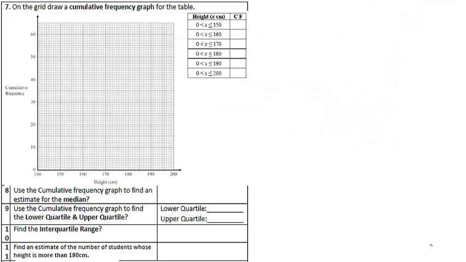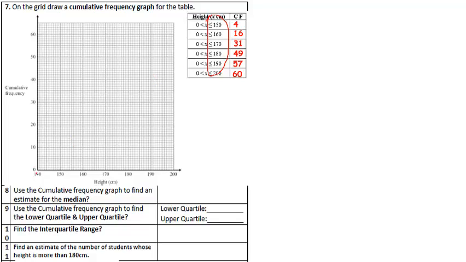Okay, question 7. On the grid, draw a cumulative frequency graph for the curve. Now, the cumulative frequency numbers, I worked them out earlier when I was finding the median, but you could work them out again as you add up those numbers. I'm going to plot the cumulative frequency against the upper bound, so these values at the top end there.